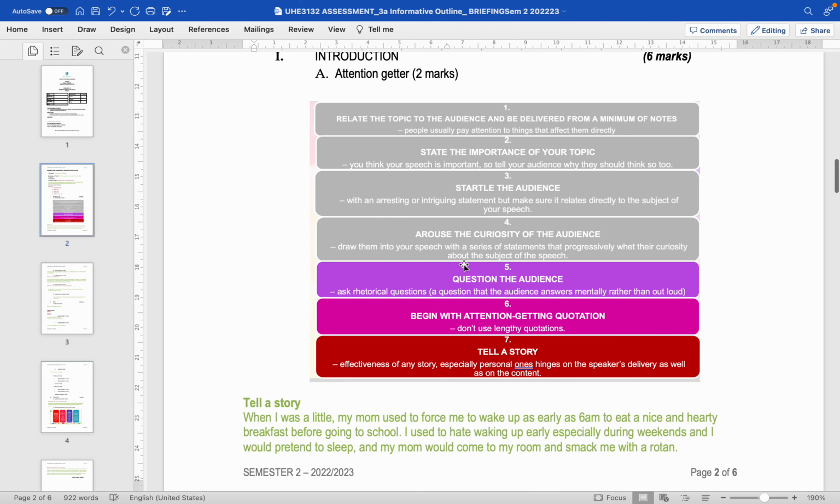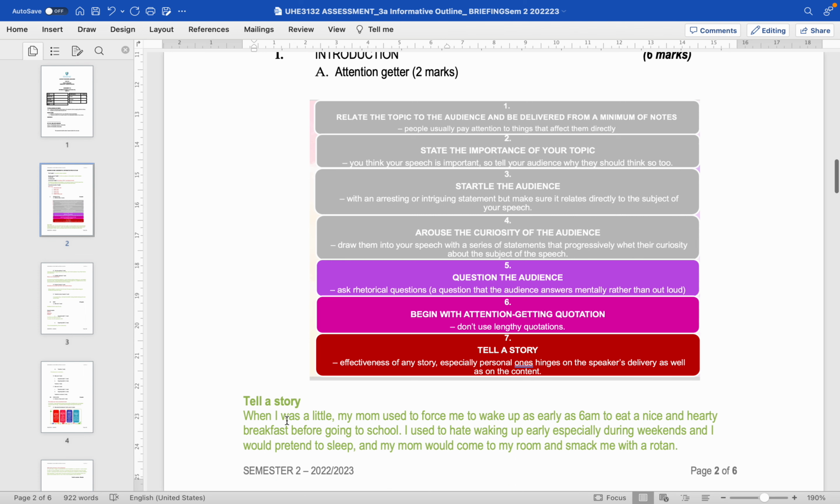You can arouse the curiosity of your audience. You can question the audience with some rhetorical questions. You can also begin with a quotation, or finally, a TED Talk speakers' favorite, that is to tell a story. So choose one of these 7 attention getter techniques and put it in your outline.